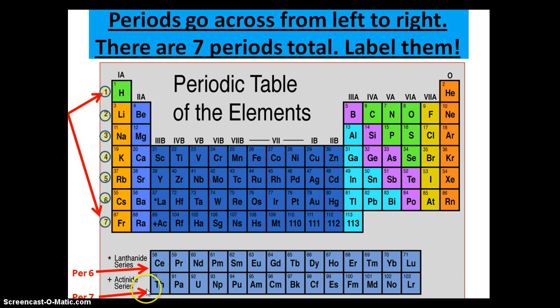Down here at the bottom, period 6 continues in this section, and period 7 continues down here, which we call the actinide series, because it continues right here from actinide. The one above on period 6 begins with the lanthanide series, because it starts right there. Okay, so these are hidden in between here. When you've labeled the periods, go ahead and be ready to label the next part.